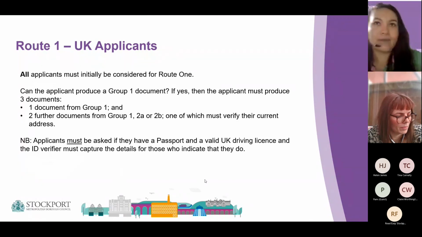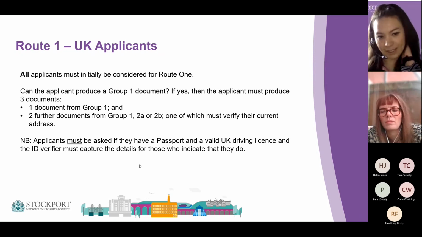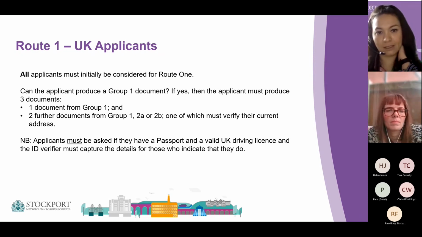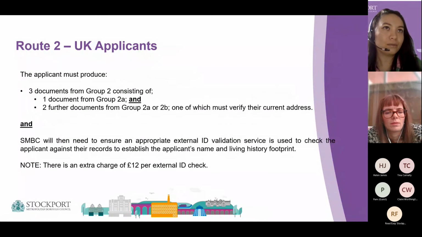So as I mentioned before, applicants must be asked if they have a passport and a valid UK driving license. And you must capture these details to indicate they do, and just to check that they need to provide that photo ID in the first instance. If they can't provide a document from group 1, then they can go down route 2.